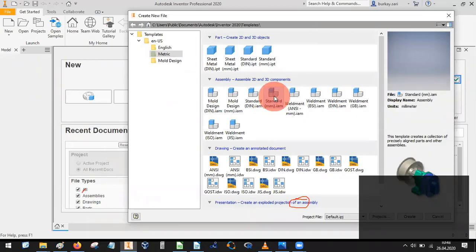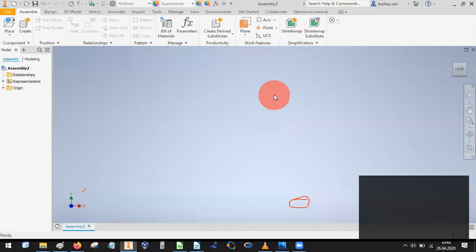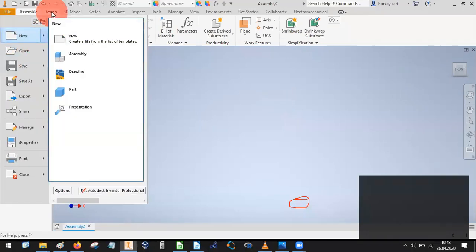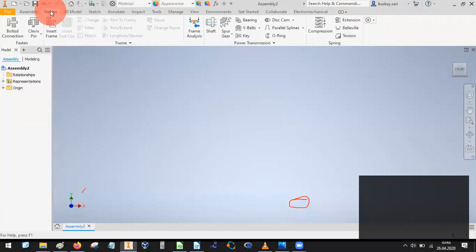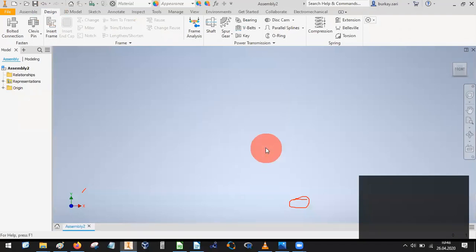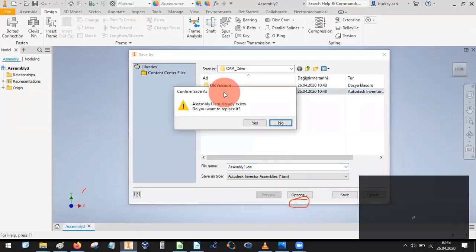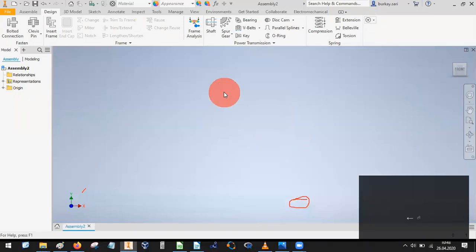Okay, I'm going to start this creation again. I open a new assembly and I will jump to the design tab. I will design a disk cam. I have to save my assembly. I will override the old one.